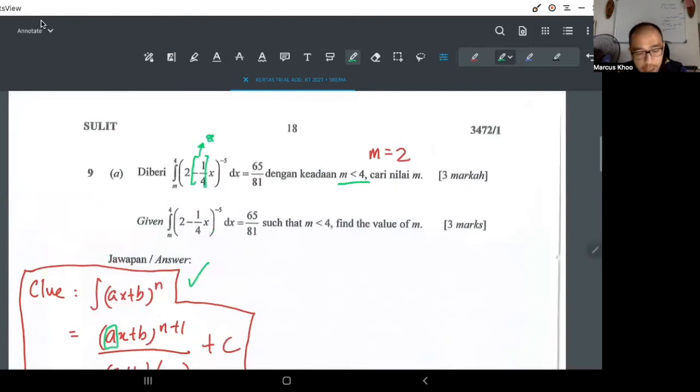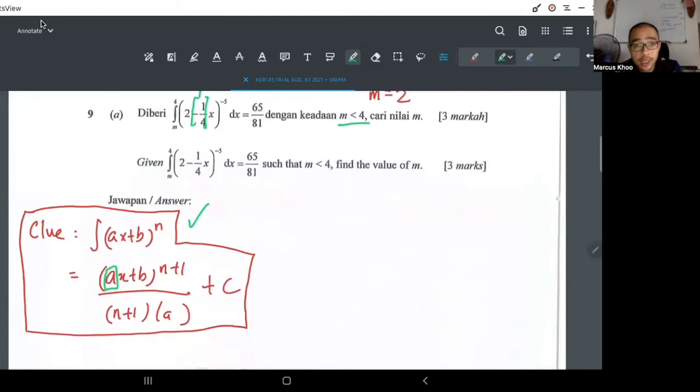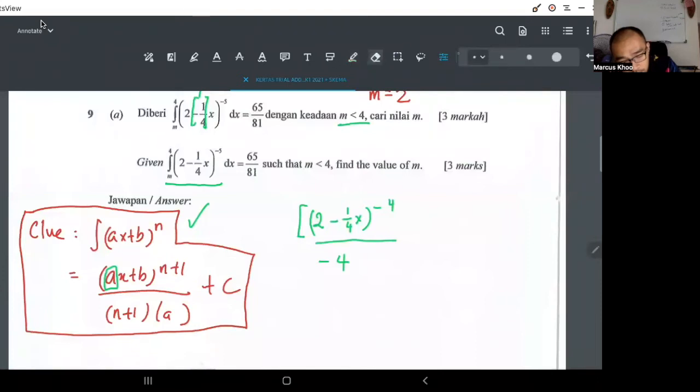Okay, this is the A. So when you integrate this, you will get 2 minus 1 over 4x to the power of negative 4 plus 1, so negative 4 over negative 4, and then you have to multiply with negative 1 over 4. Don't forget this, multiply with the A.